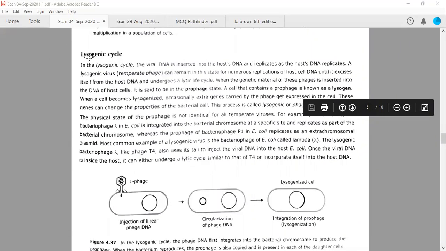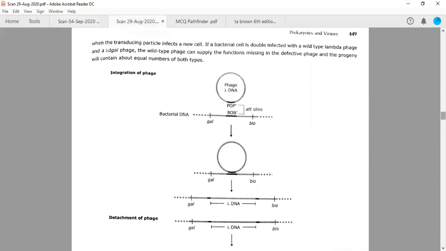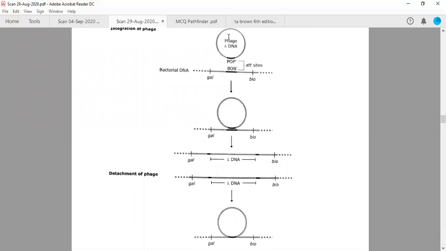Then there is the second type of cycle, called the lysogenic cycle, which we have discussed because we discussed the lambda phage in our transduction class. I told you this lambda phage releases its genome, which is double-stranded DNA, into the bacterial cell cytoplasm. The bacterium also has its own genome, the bacterial genome, or chromosomal DNA. Then the phage DNA from the bacteriophage will be integrated into the bacterial genome. The viral genome and bacterial genome have some sites, called attachment sites. So at P, that is the phage attachment site, and this is at B, that is the bacterial attachment site.